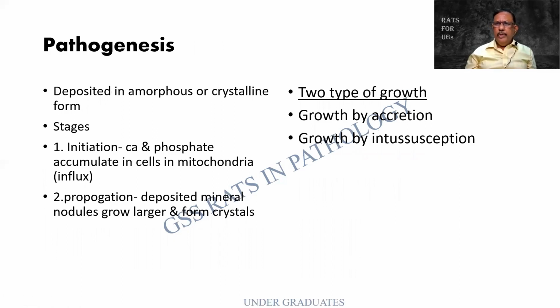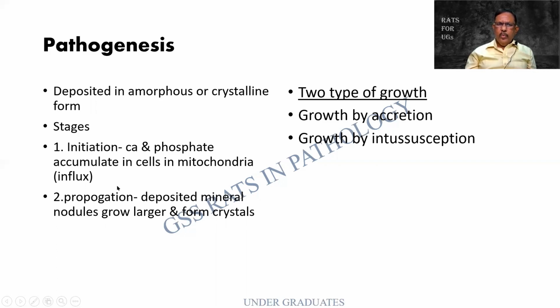Pathogenesis. This is common to both dystrophic calcification and metastatic calcification. So the deposits are in amorphous or crystalline form. There are two stages. One is called initiation, the other is called propagation. The calcium and phosphate accumulate inside the degenerating cells in the mitochondria. This is called an influx of calcium. I've explained it in my first class on cell injury. The calcium, the sodium, they come into the cell and they accumulate in the mitochondrial organelles because of influx.